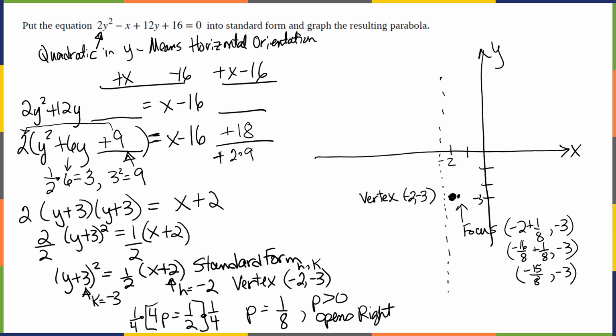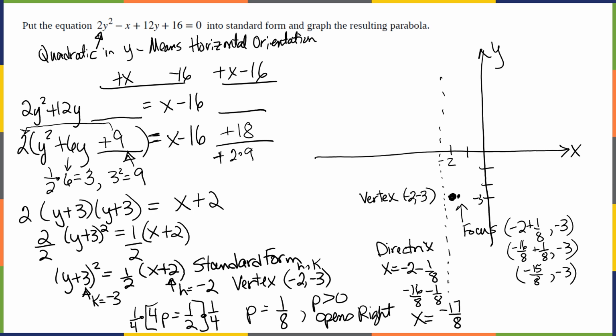And to find the equation of that vertical line, the equation of a vertical line is always x equals. It is going to be the value of our h, which is -2, minus the 1/8. So that is going to be -16/8 minus 1/8, which produces a directrix of x equals -17/8. And then we sketch in the parabola.